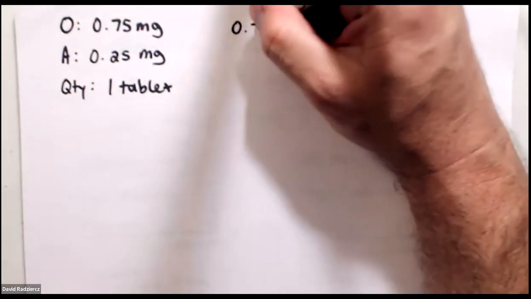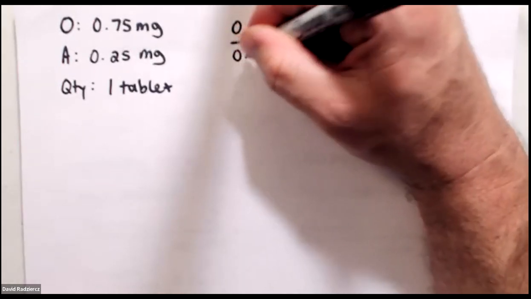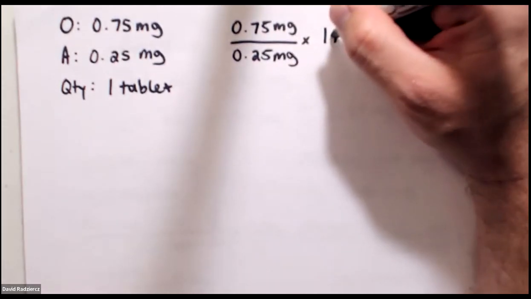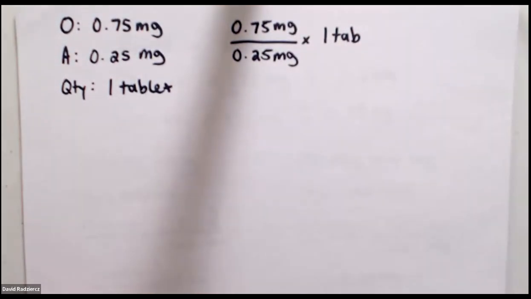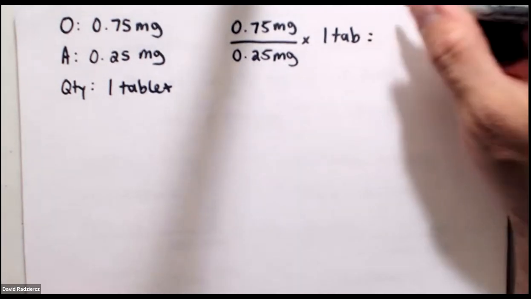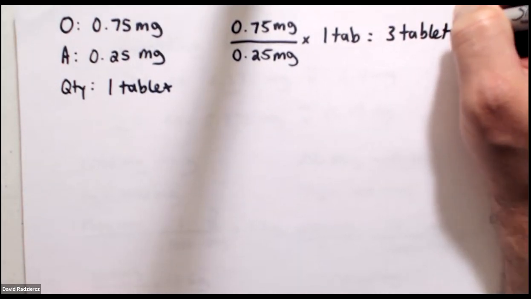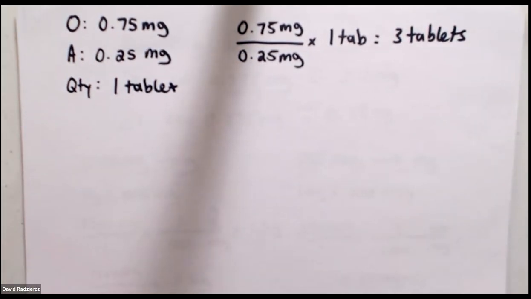So following what's called the order over have, or the order over available, 0.75 milligrams over 0.25 milligrams times your 1 tablet. And I'm just going to abbreviate that tab. And you have an answer of 3 tablets. So on your test, in the answer key, you would write 3 tablets.